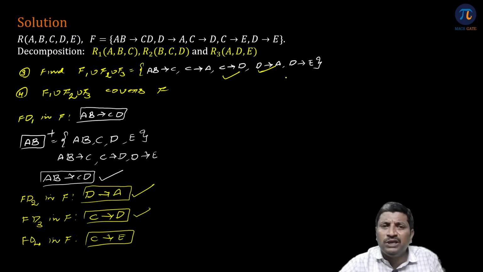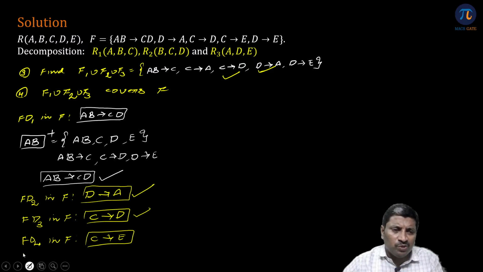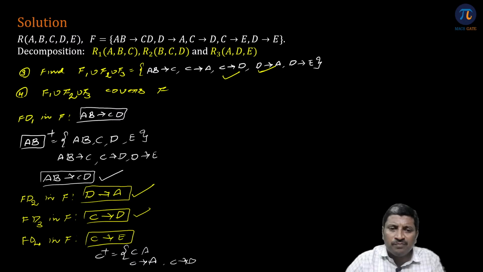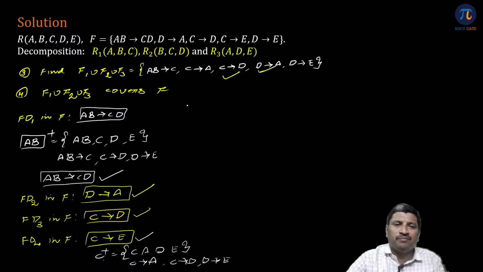C goes to E. It's not there, sir. So let us do the process. What is C closure? With the C, I can get C. Anything else possible, sir? C goes to A. With C, I can get D. With D, I can get E. That's it. Now the question is, can we say this is valid? Yes. With the C, you can get all these attributes. So this is valid. What is the next one, sir?